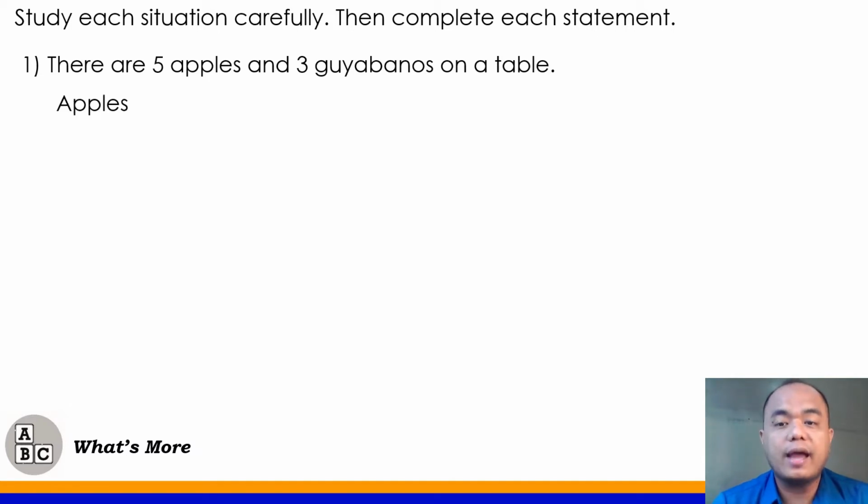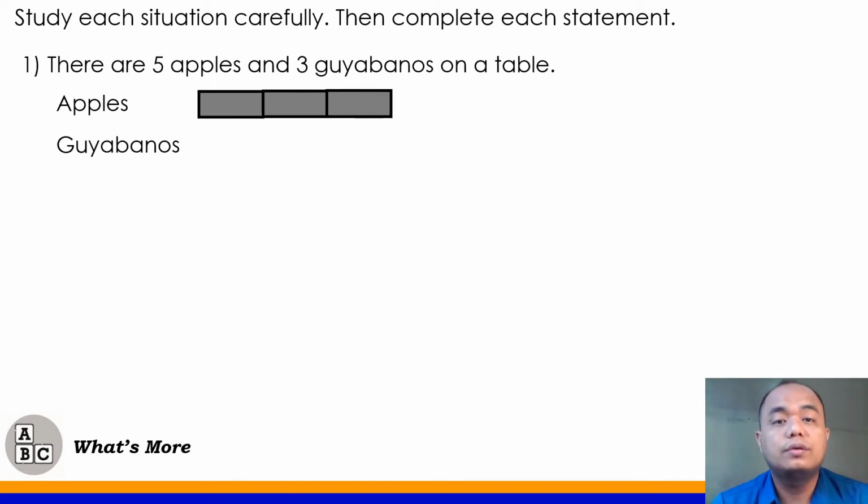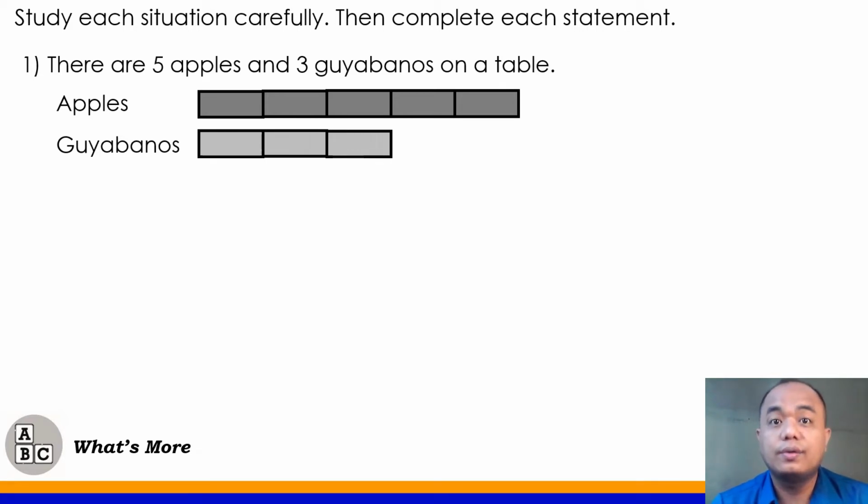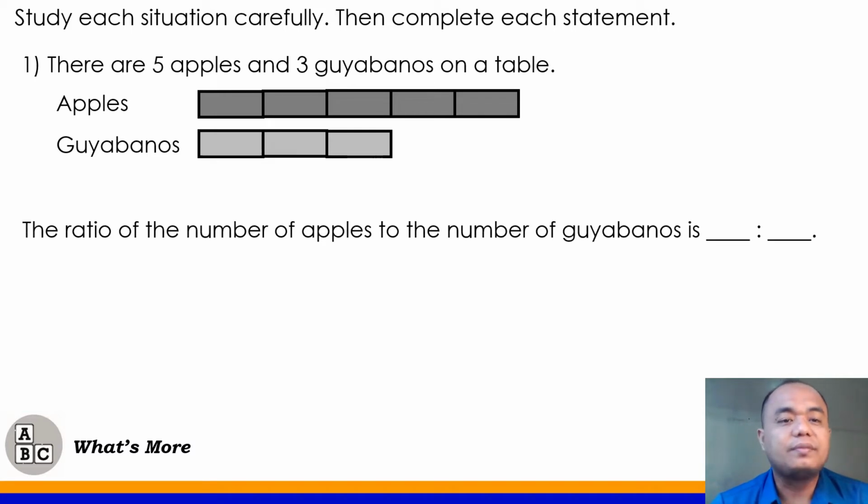So for apples, we have to use 5 blocks, of course. 1, 2, 3, 4, 5. And for guyabanos, we have 3 blocks. 1, 2, 3. Now, the ratio of the number of apples to the number of guyabanos is blank is to blank. As I said, we will consider the proper sequence of the quantities stated in each statement.